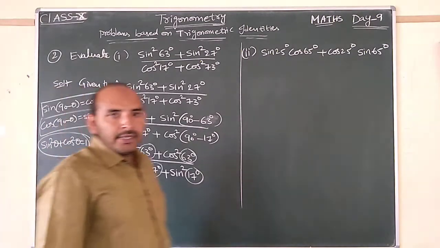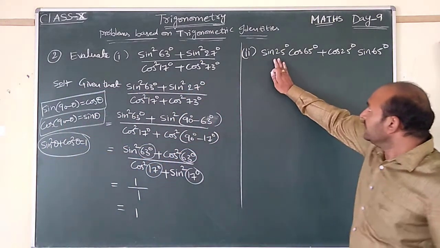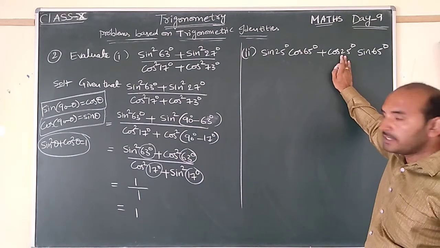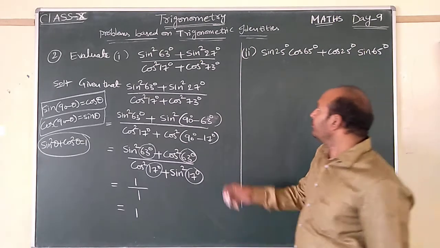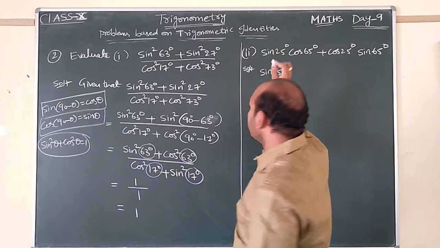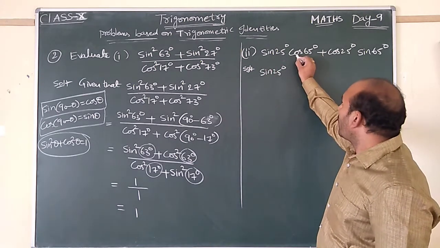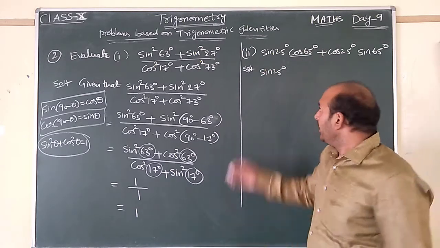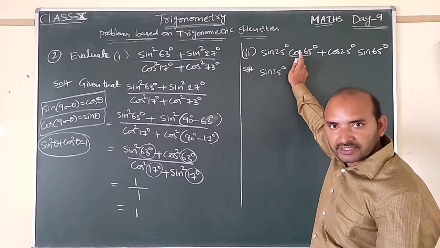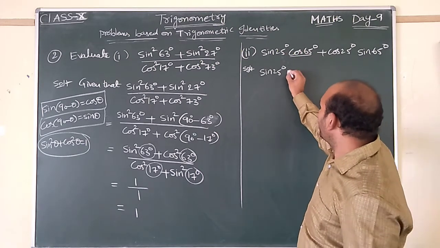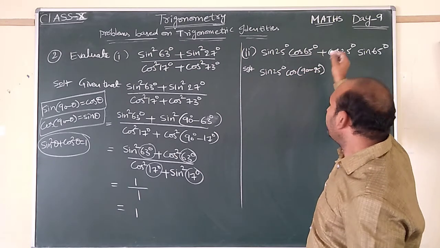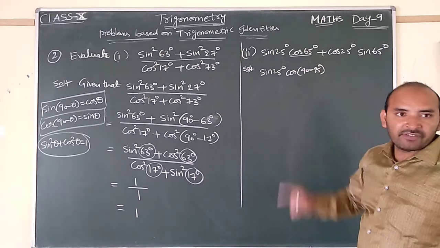So now coming to the second problem, evaluate sin 25 degrees into cos 65 degrees plus cos 25 degrees into sin 65 degrees value. Here sin 25 as it is, sin 25 degrees into cos 65 degrees. How can you write? Observe clearly, 25 plus 65, 90 degrees. These two angles are complementary angles. So 65, how can you write? Cos of 90 minus 25. 90 minus 25 means 65.